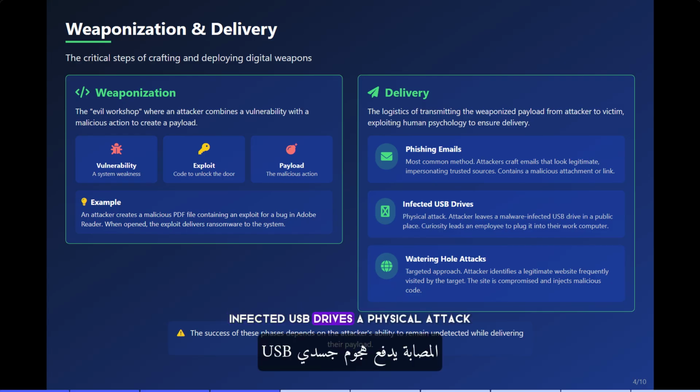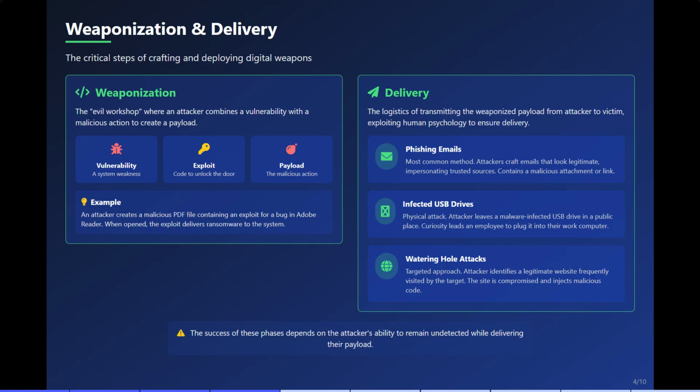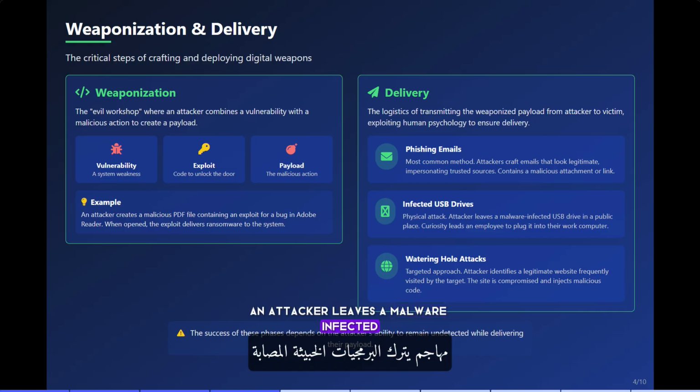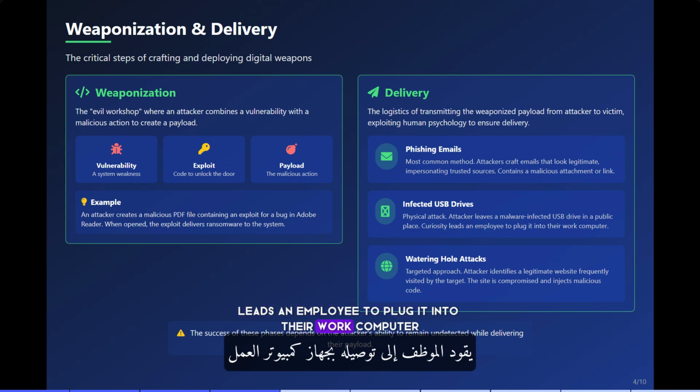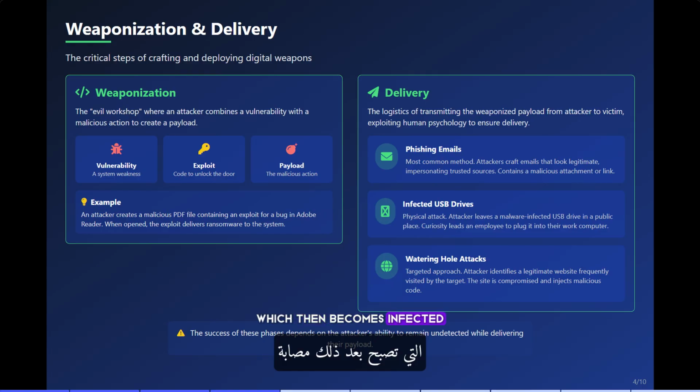Infected USB drives. A physical attack. An attacker leaves a malware-infected USB drive in a public place like a parking lot. Curiosity leads an employee to plug it into their work computer, which then becomes infected.